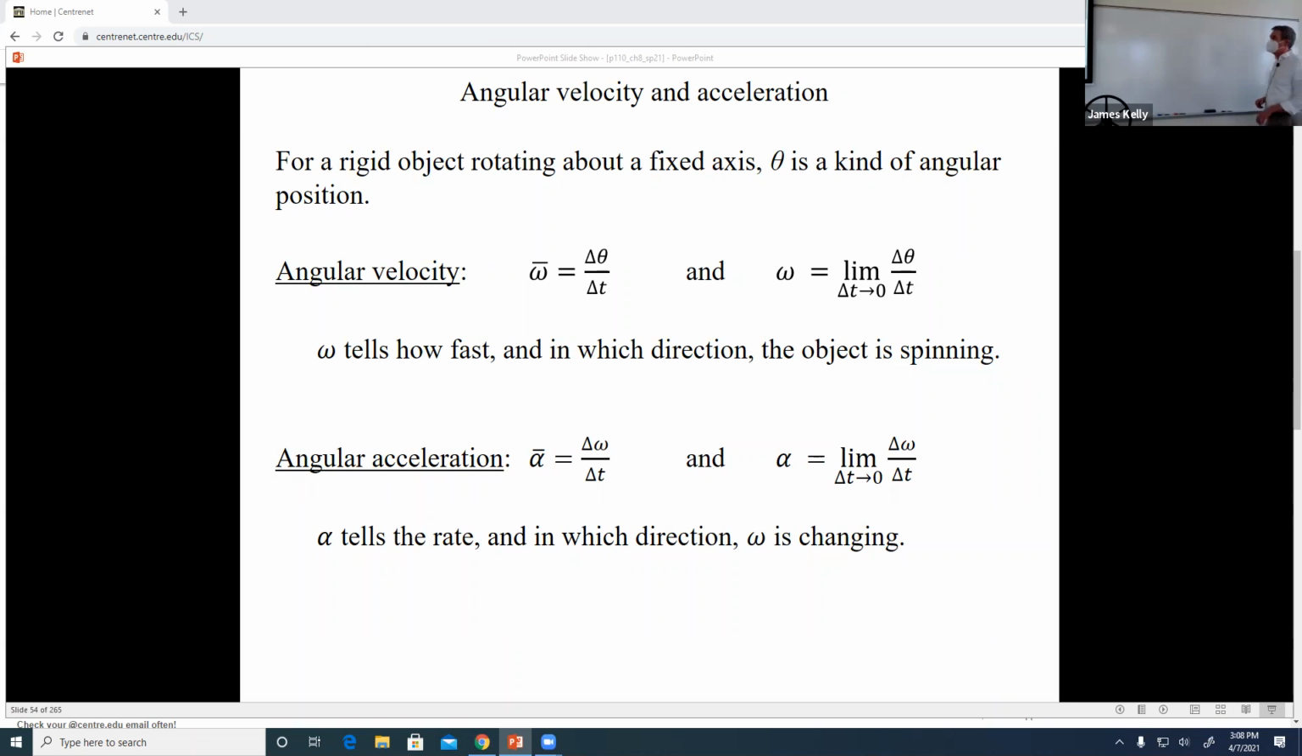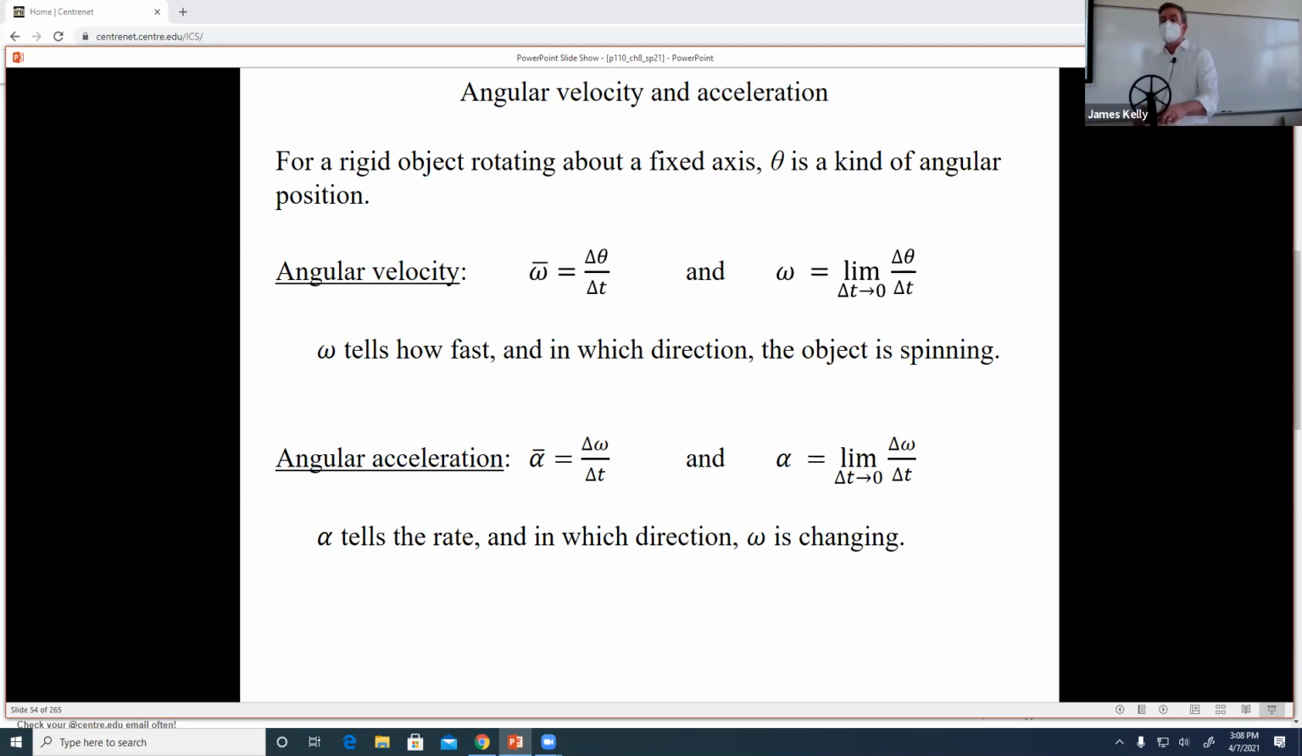Okay, so just to repeat that, we're thinking about the angle theta as a kind of angular position. It tells us where an object is at, not along the x-axis, but as it rotates, where it's at in rotational position. So we're going to think of it as a kind of position. And analogously to velocity, angular velocity, which is this lowercase omega, looks like a curly W, but we pronounce it omega, tells us how fast the object is spinning, and the sign gives us which direction.